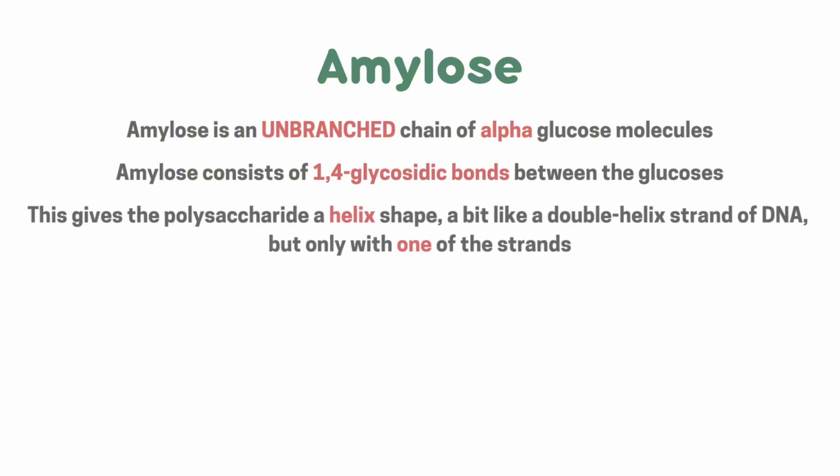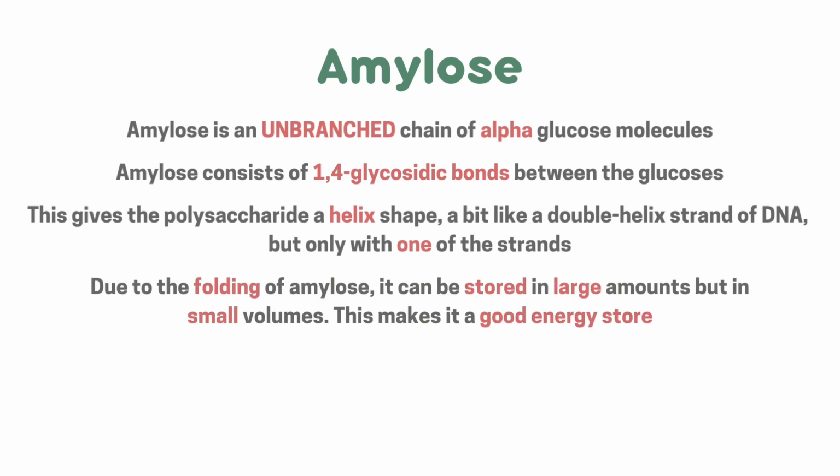This gives the polysaccharide a helix shape, a bit like the double helix strand of DNA, but only with one of the strands. Due to the folding of amylose, it can be stored in large amounts but in small volumes. This makes it a good energy store.